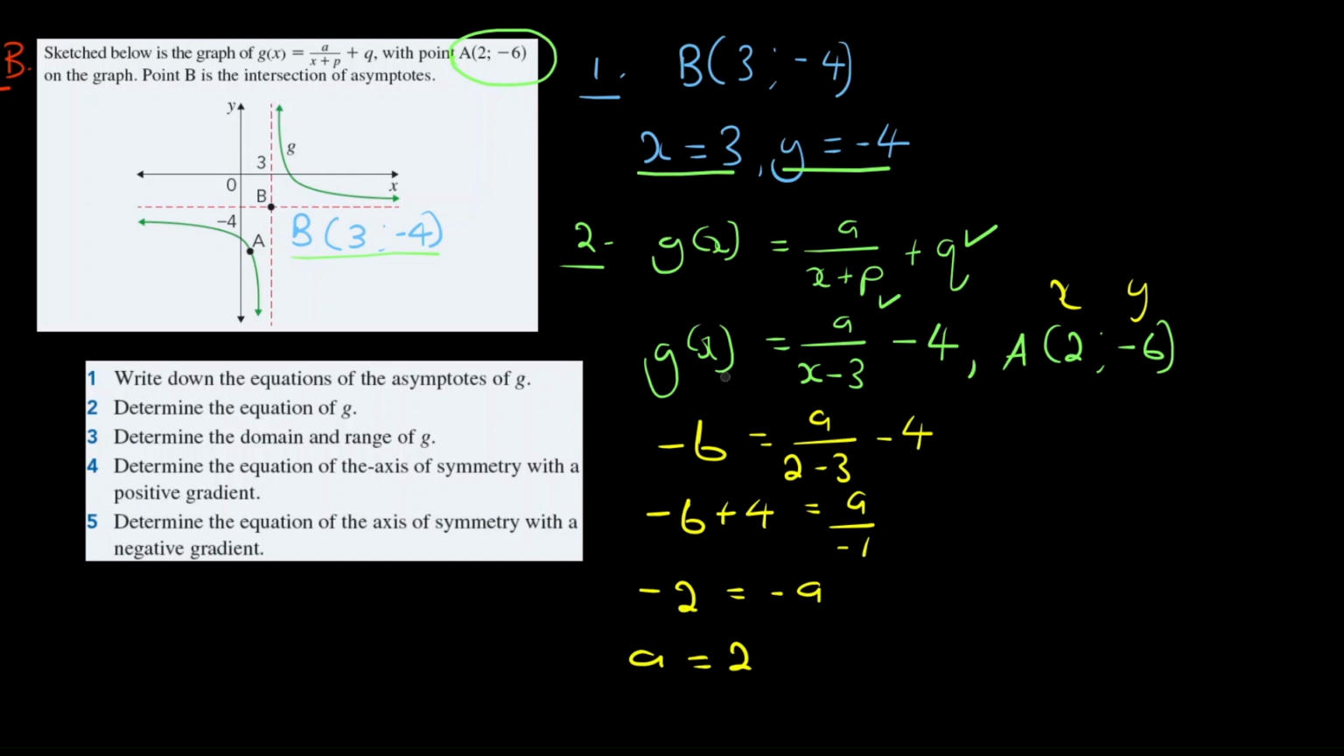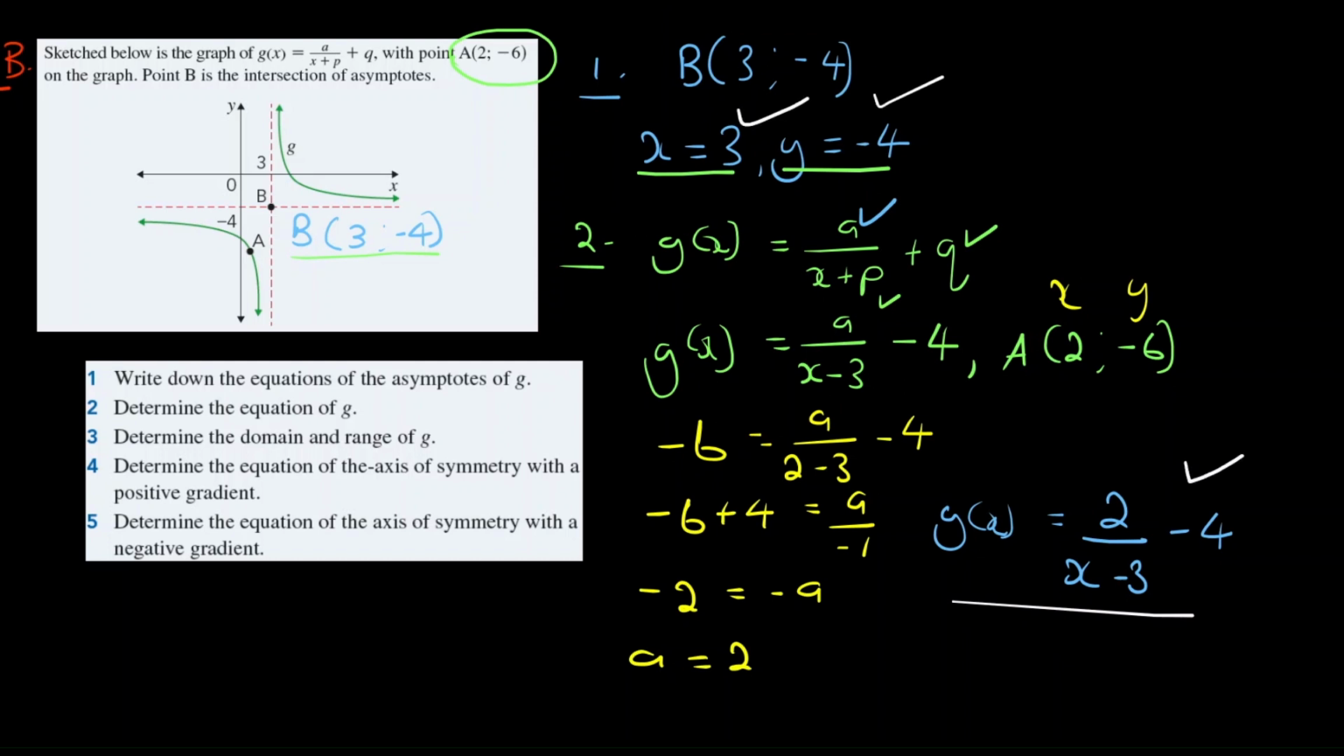But to answer the question, they asked us for the full equation, so we substitute our a back into the equation. Our a will be 2 there, over x minus 3, minus 4, and that will be the equation of g of x. You get 4 marks for that.